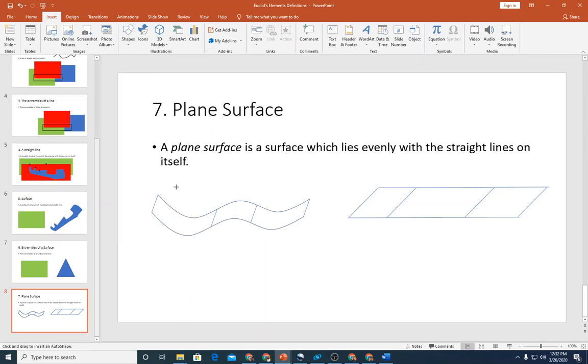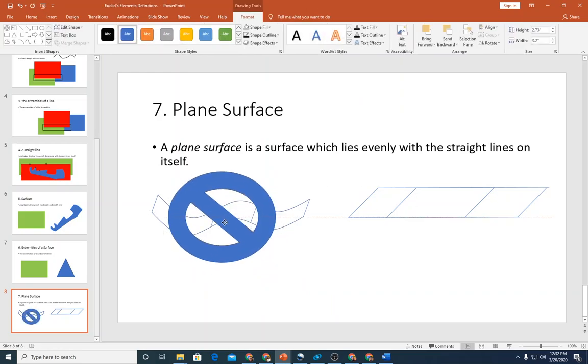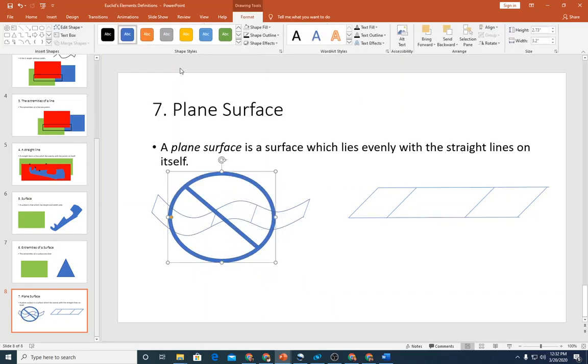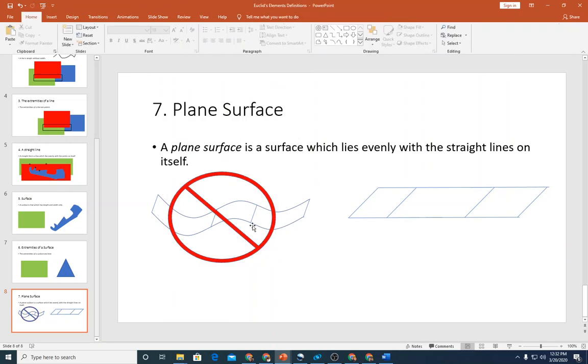So let's go ahead and just remind ourselves that this, and that should be red, don't you think? Red just seems like the right color for that. Boom, there we go. That is not a plane surface. This is a plane surface. Ta-da! Okay, let's go on to definition 8.